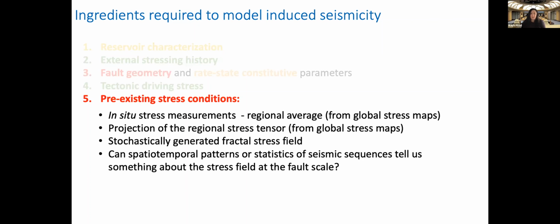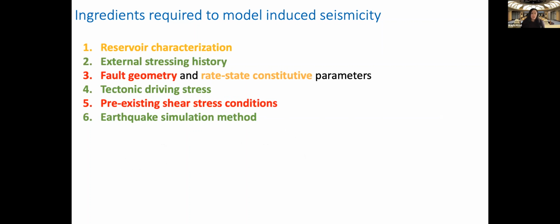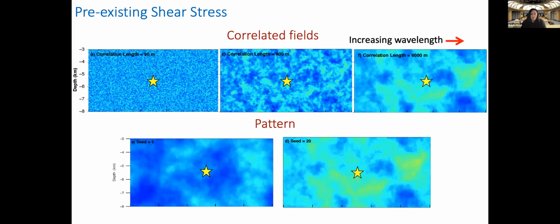And then one question that's come up often is whether or not we can use earthquake sequences to tell us something about the distribution of stresses on a fault. And this, I think, is very much an open question, but definitely one worth pursuing in the future. But for now, we're just going to employ a heterogeneous stress field that is stochastically generated using a von Karman autocorrelation function. And then we'll take all of these ingredients, items 1 through 5, and we'll throw them into our earthquake simulation code, RSQSim.